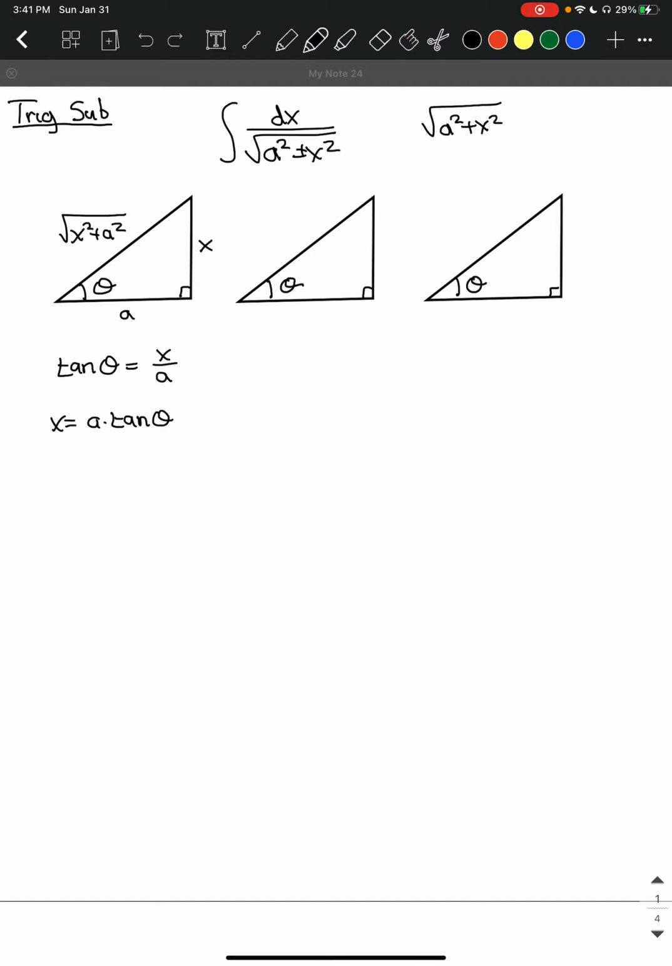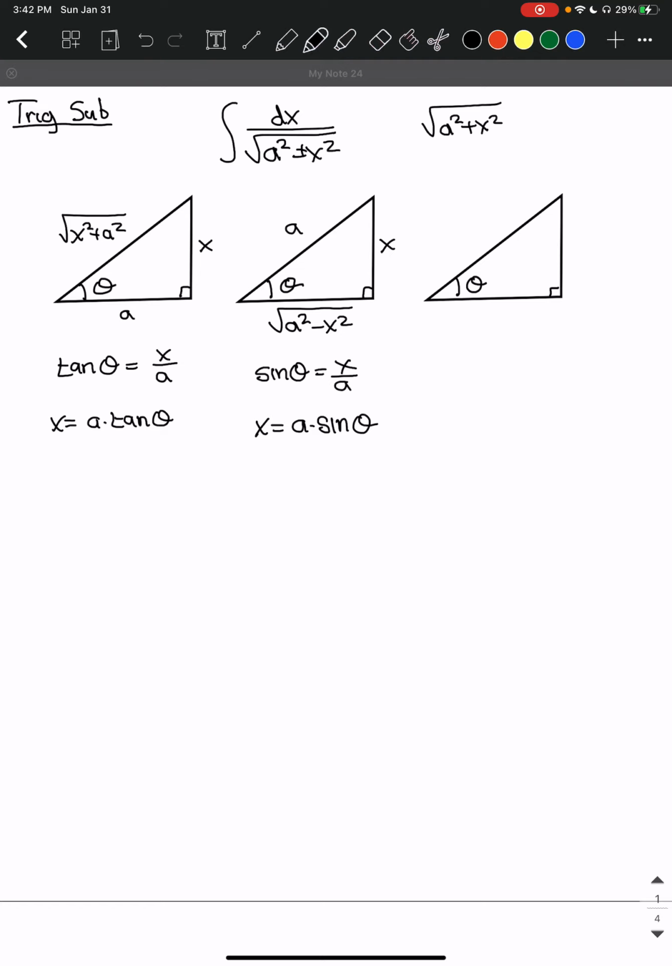writing x is equal to a tangent of theta will actually help us out. Okay, another scenario we can have is the square root of a squared minus x squared, which means that a has to be along the hypotenuse and x along this leg over here. What we end up getting is that sine of theta is equal to x over a, which again is a true statement, which means we can write x is equal to a times sine of theta. And again, we'll see why that's helpful to do.